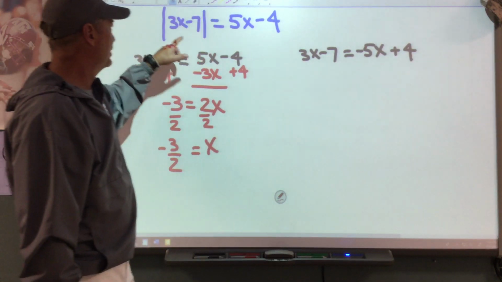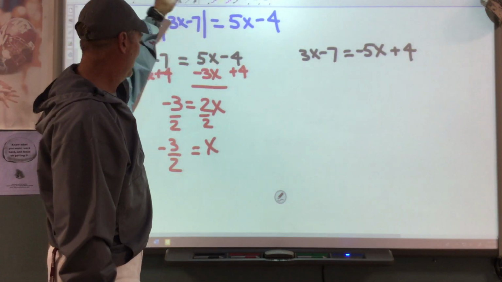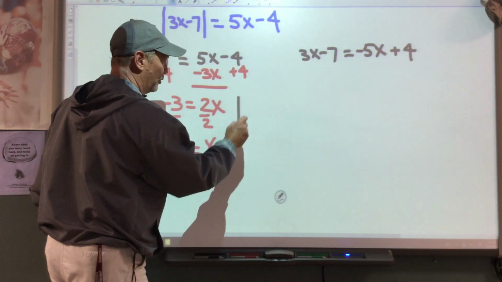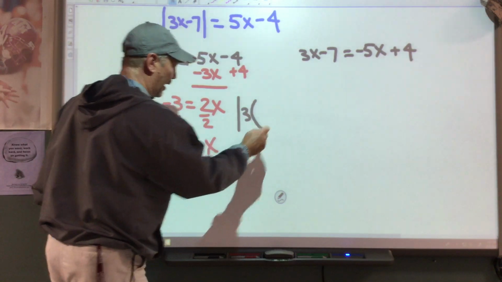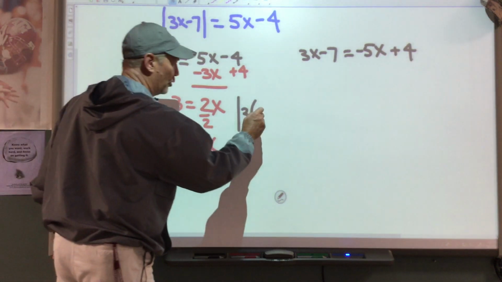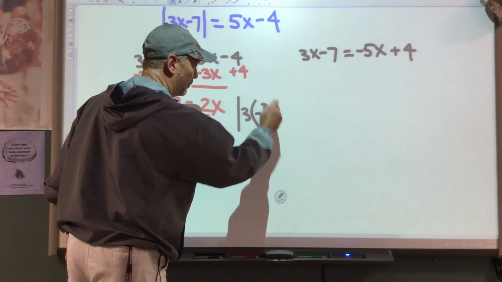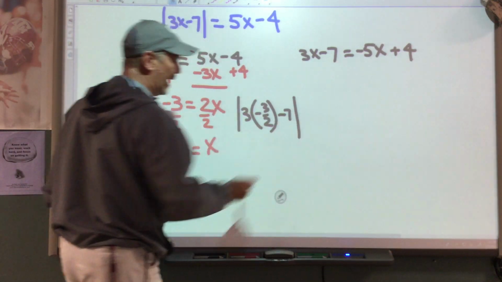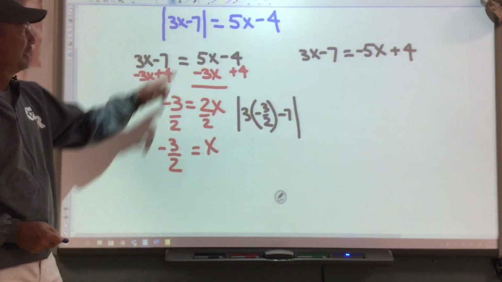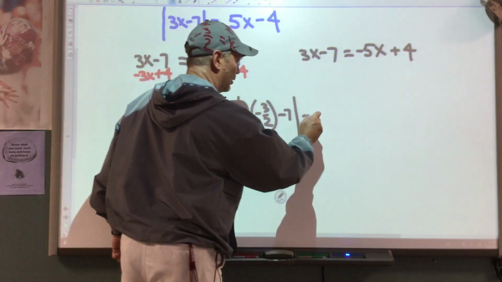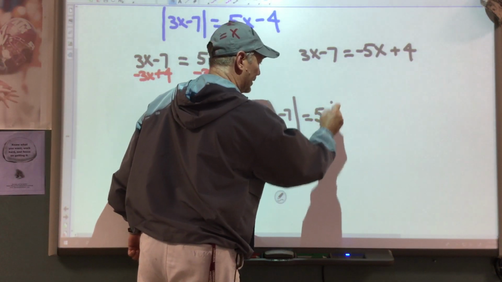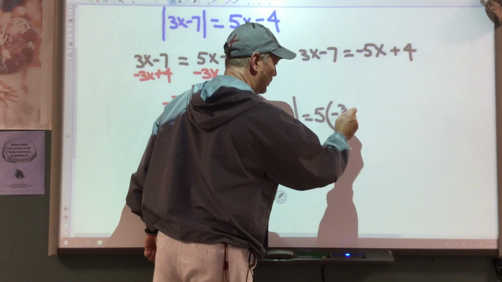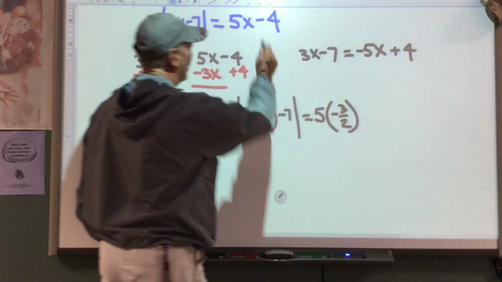Okay? So what does this say? Let me go black. This says the absolute value of 3 times negative 3 over 2 minus 7 inside the absolute value equals 5 times negative 3 over 2 minus 4.